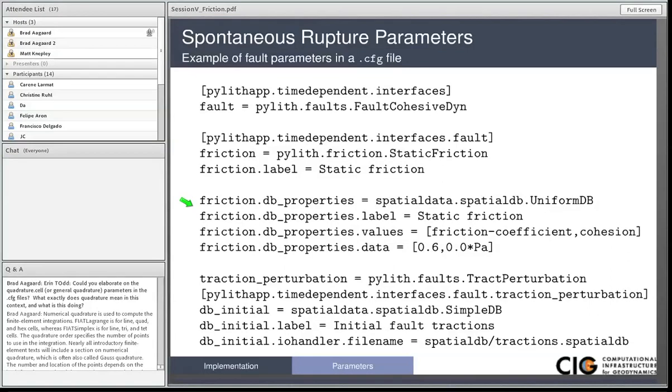So just as with our other boundary conditions, we're going to use our spatial databases. Here I'm using a uniform database because I'm going to impose uniform parameters for my friction coefficient model. So it has a label. I tell it the values, so the friction coefficient and the cohesion. I tell it the values such as, here's my coefficient of friction, it's unitless, and then my cohesion has units of pascals. My traction perturbation, here I'm going to use a simple database for my traction variations.